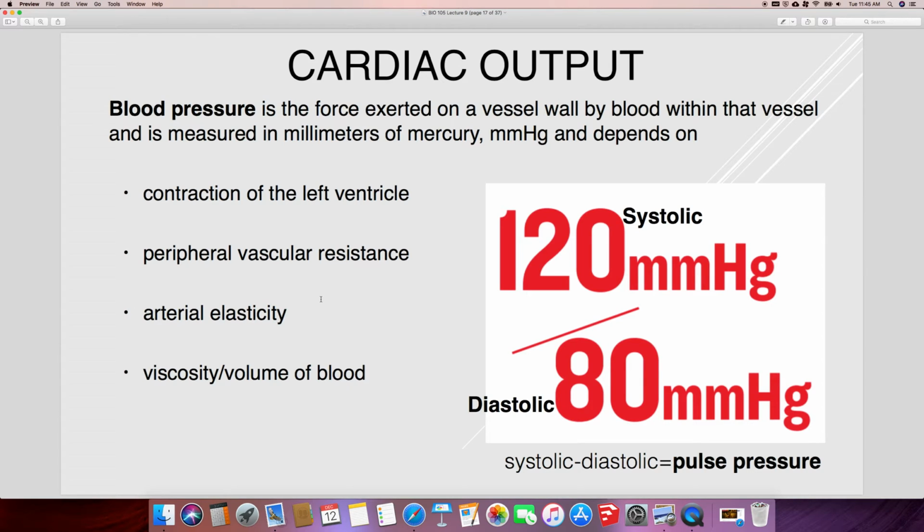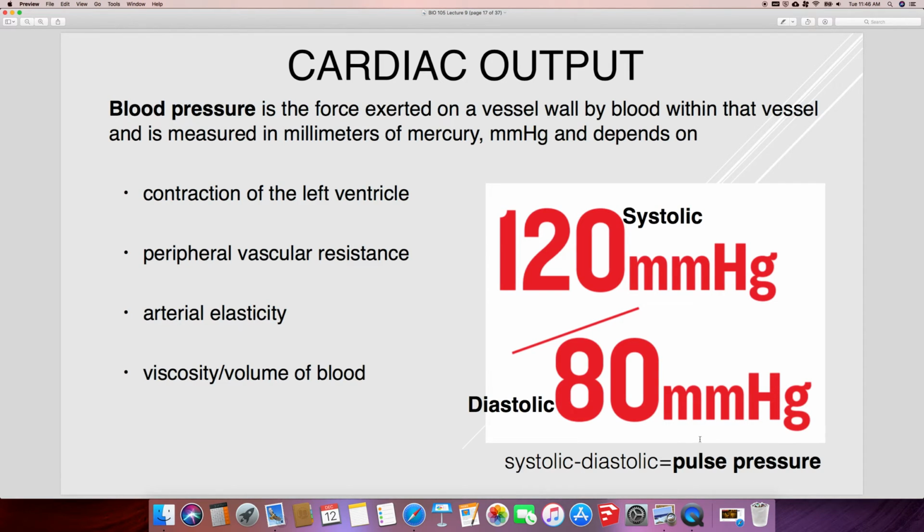By the same token, arterial elasticity, so our big arteries in the body are elastic and we want them to be elastic. It allows them to take a lot of force, but if they become more rigid, which happens in arteriosclerosis and atherosclerosis, then they can't expand as easily, and that increases blood pressure. Also the viscosity and volume of blood, so obviously if the blood is more viscous, which happens in the case of living at high altitudes or smoking, and same thing with the volume of blood. If the volume of blood increases, that's also going to increase pressure. And of course we know that things like the renin-angiotensin-aldosterone system greatly influence the volume of blood.